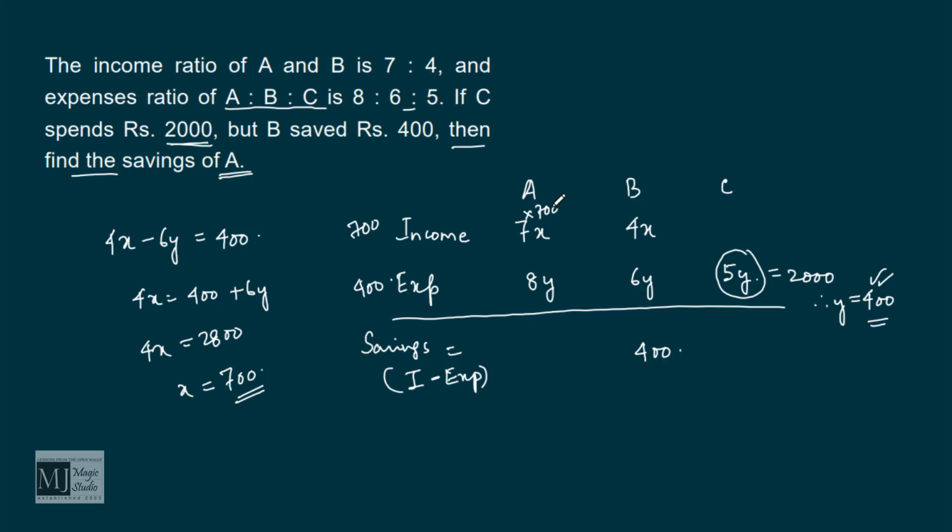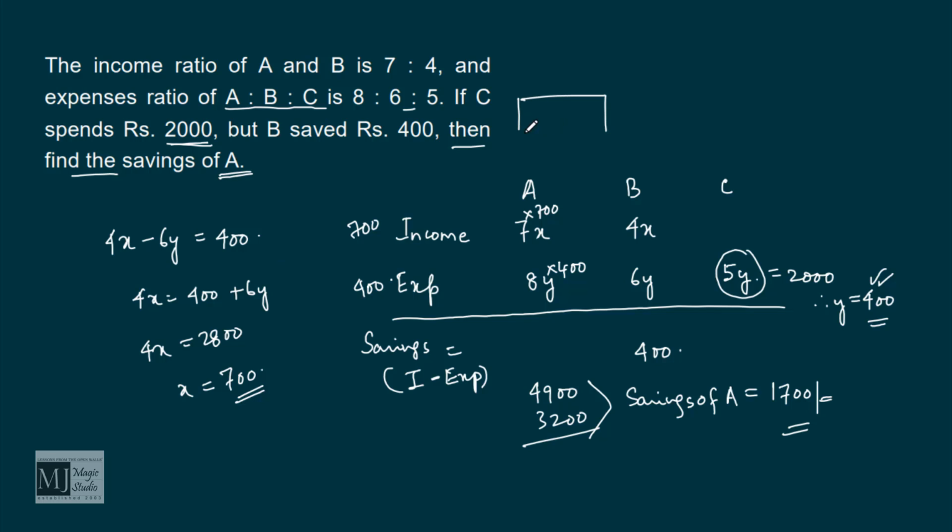So what is income of A? Income of A is 7 into 700, that is 4900, and expenses of A is 8 into 400, that is 3200. Therefore savings of A is 4900 minus 3200, that is 1700. Since this is a theta type question, theta means type in the answer, we will type in 1700 as the answer.